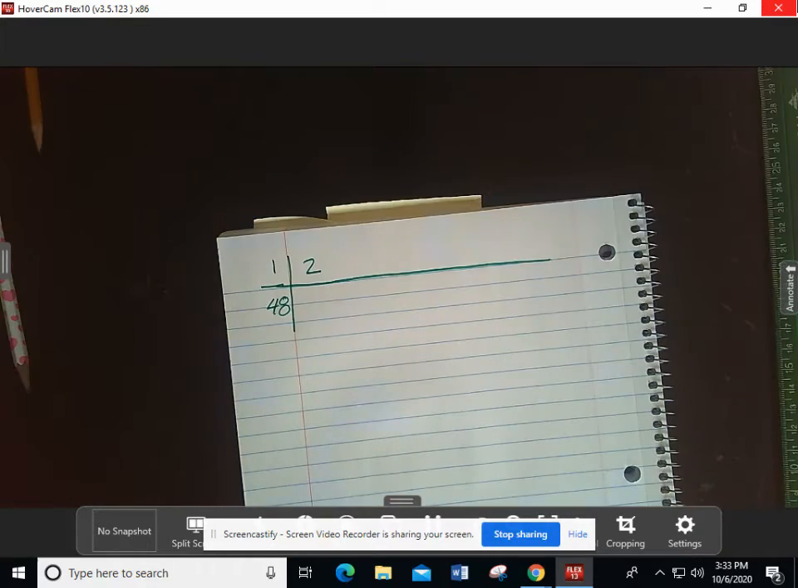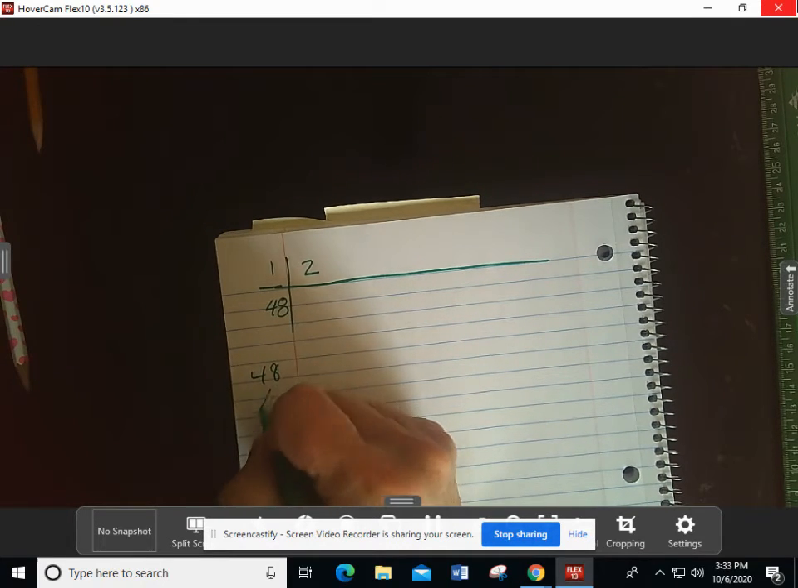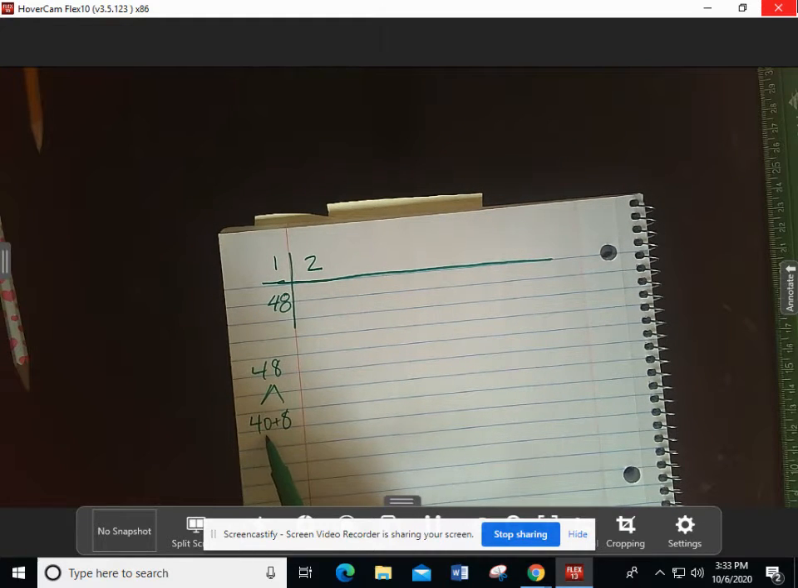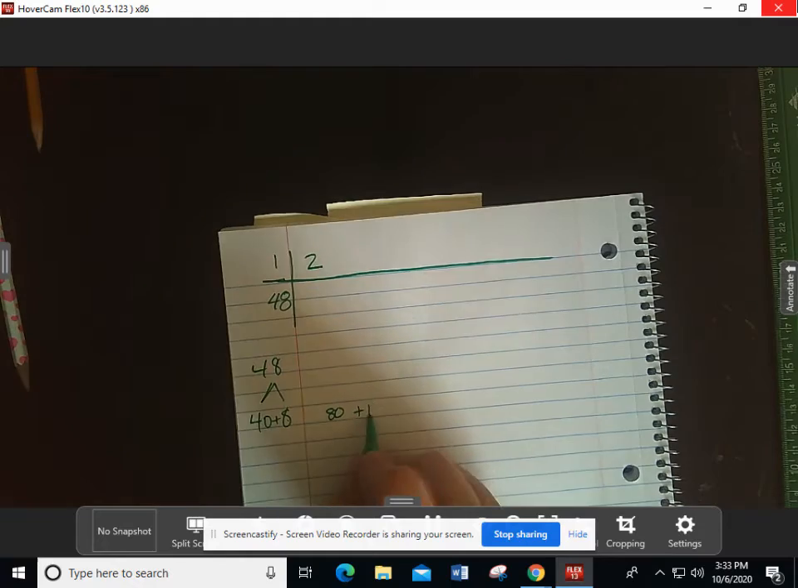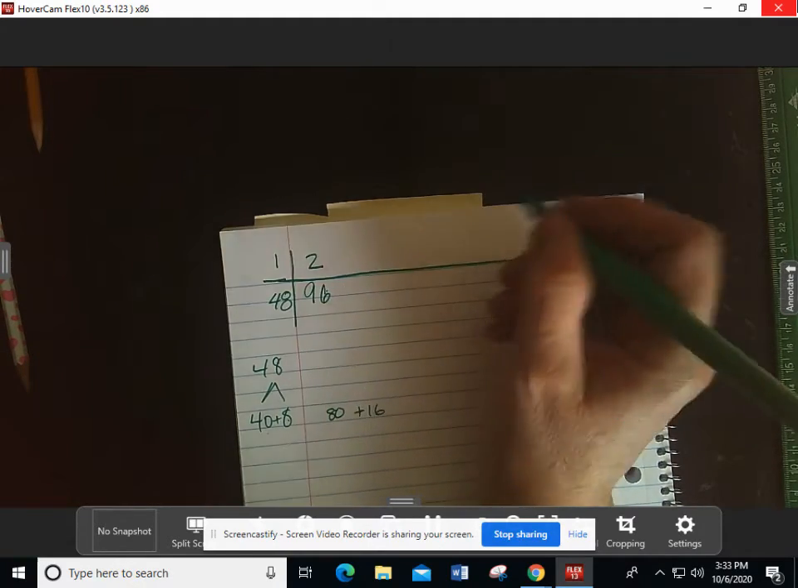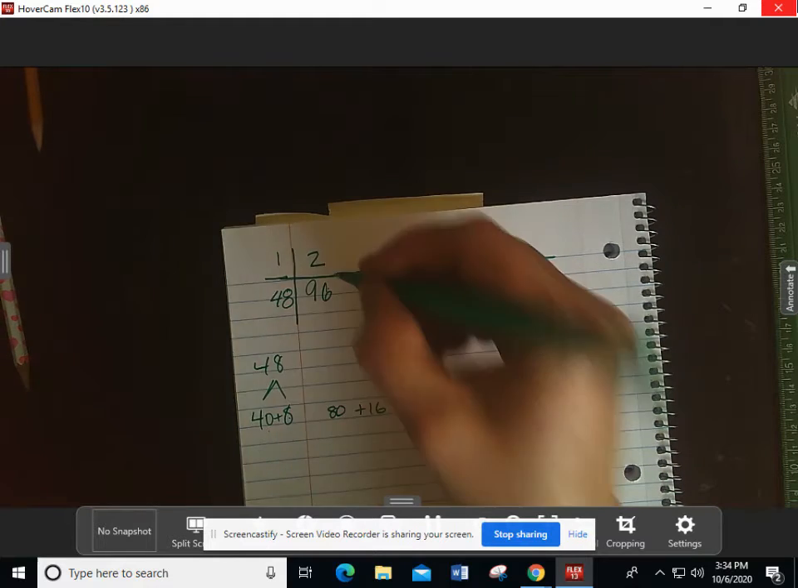So I'm going to double. What is 48 doubled? Well, I know that 48 is made up of 40 plus 8. So if I have to do 2 48s, I have to do 40 plus 40. So I'm going to write that down. That's 80. And I have to do 8 plus 8. That's 16. So that gives me 96. Well, that's not quite enough. We're supposed to do 4 of them.